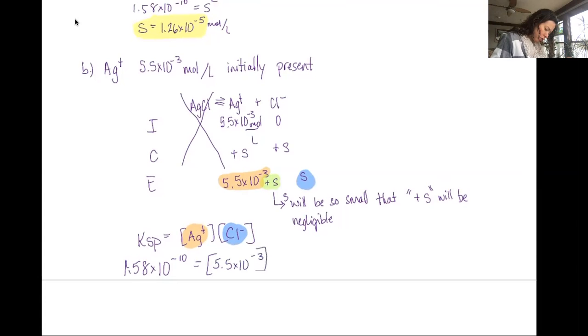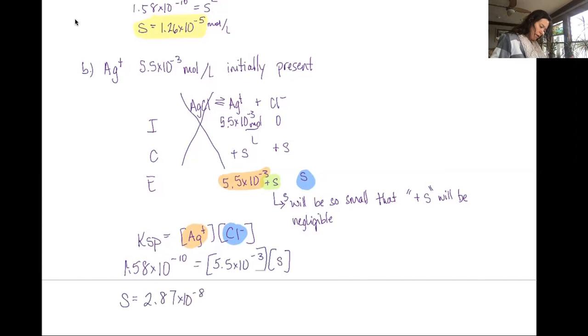Concentration, and then this is S, okay? Sorry, let's solve for S. S is going to equal, I have that right here, 2.87 times 10 to the negative 8.